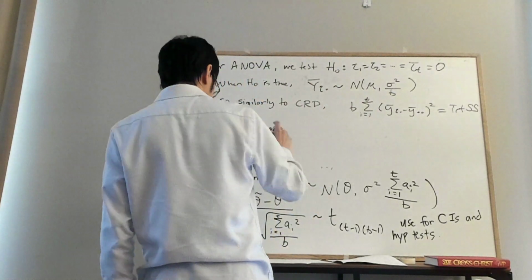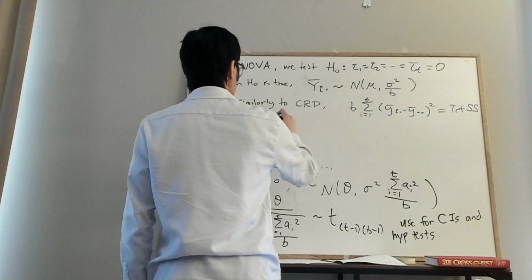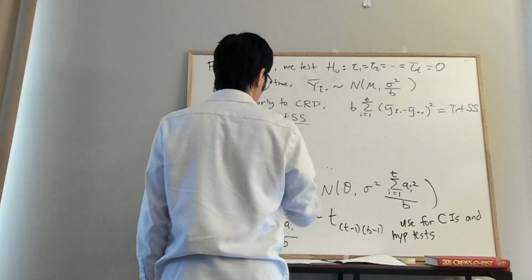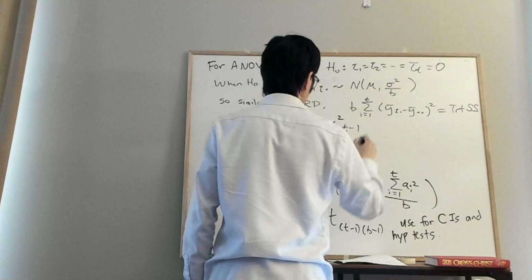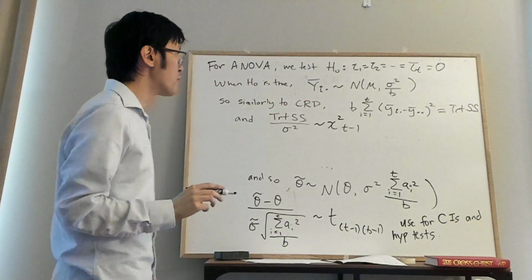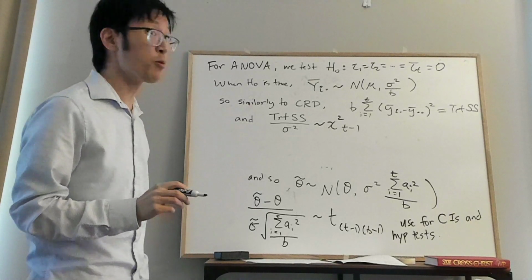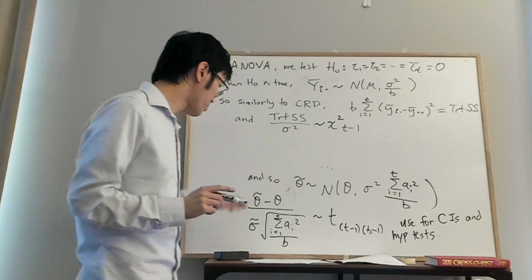Okay, so in this case, the treatment sum of squares, if you divide that by sigma squared, follows a chi-squared distribution with t minus 1 degrees of freedom. This follows the same outline as how we derived the F-test for the completely randomized case.